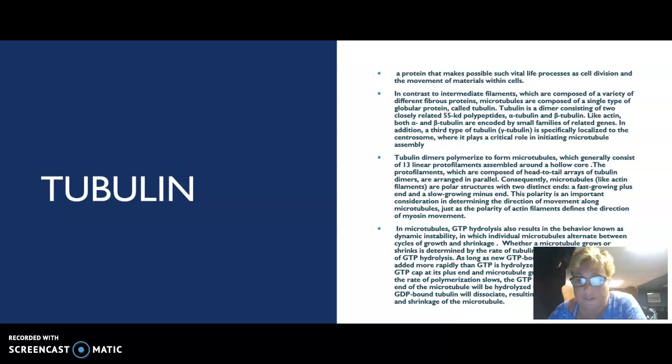However, if the rate of polymerization slows, the GTP-bound tubulin at the plus end of the microtubule will be hydrolyzed to GDP. If this occurs, the GDP-bound tubulin will dissociate, resulting in rapid depolymerization and shrinkage of the microtubule.